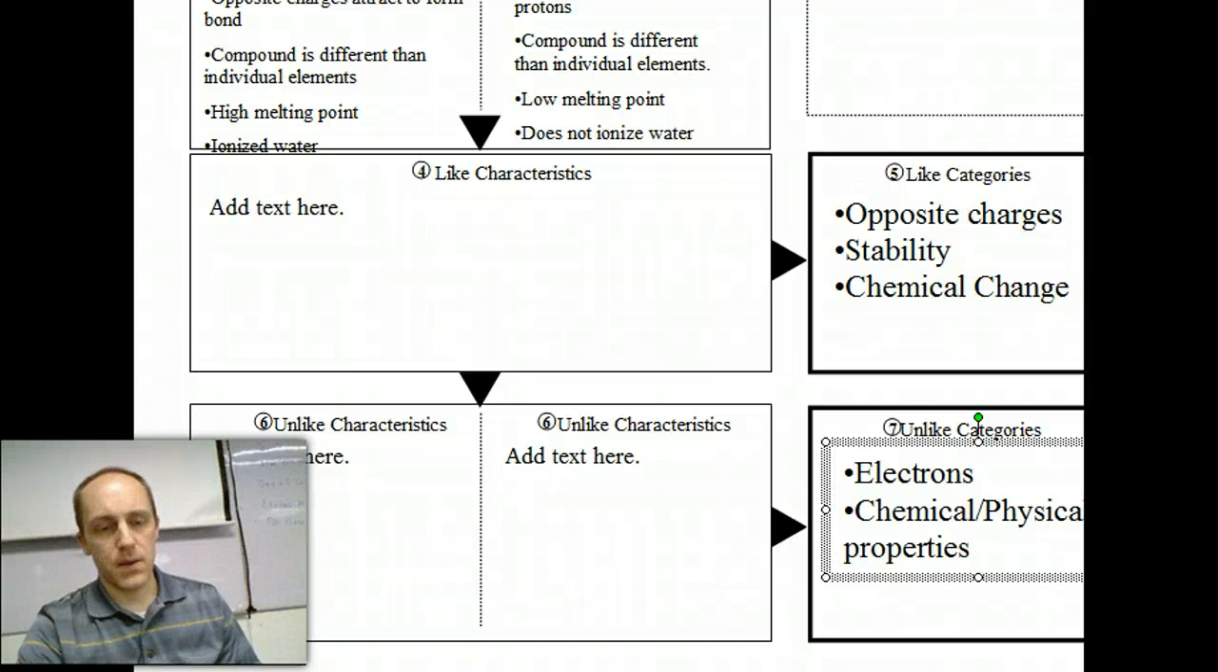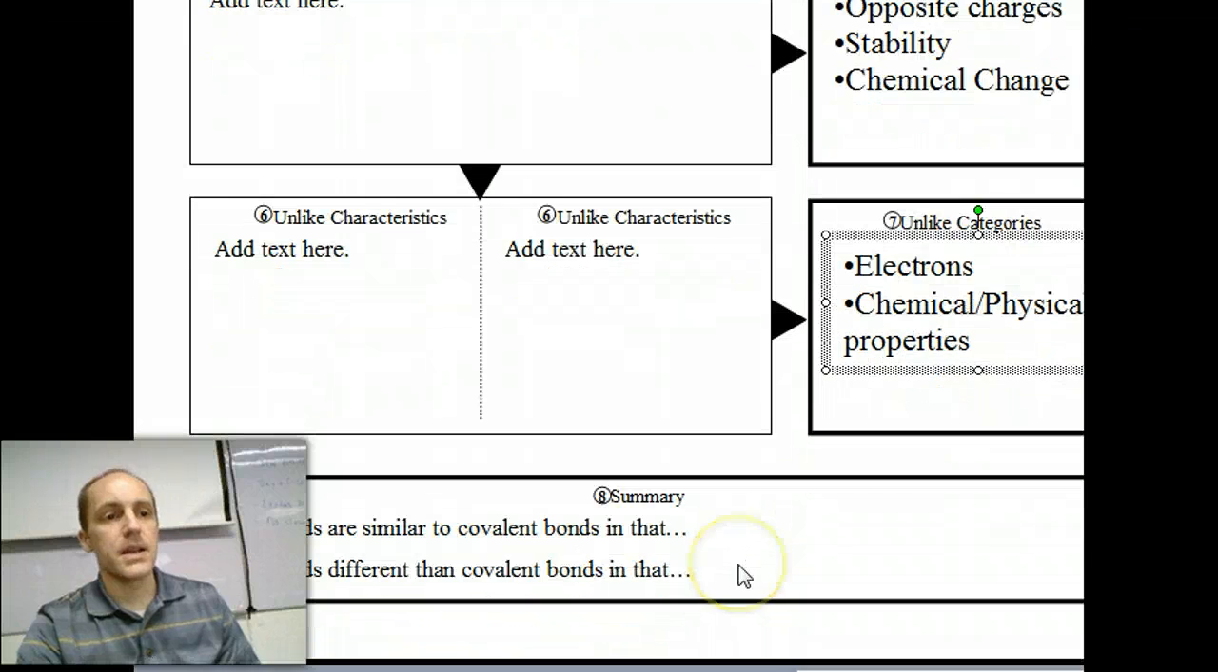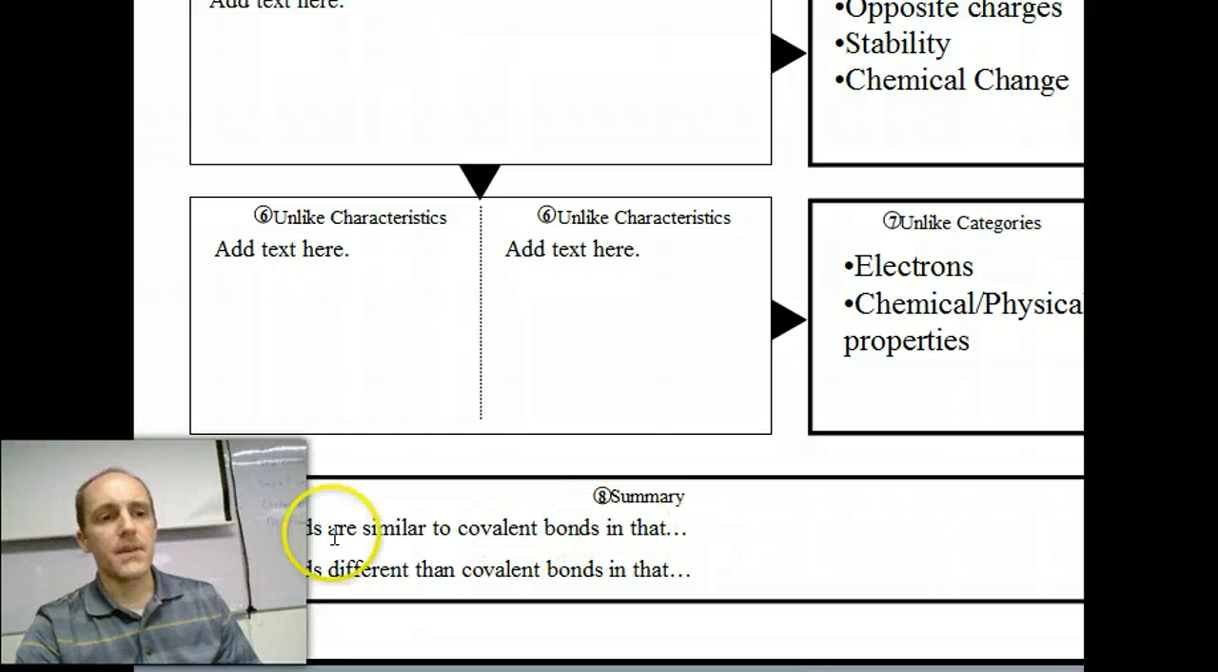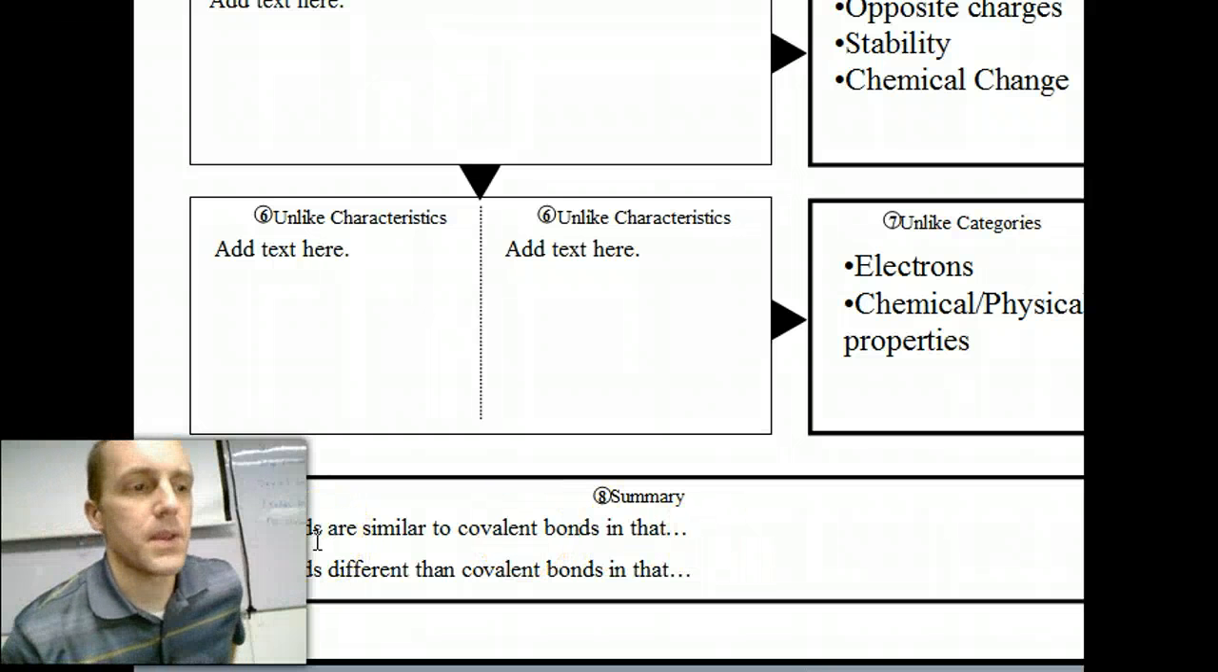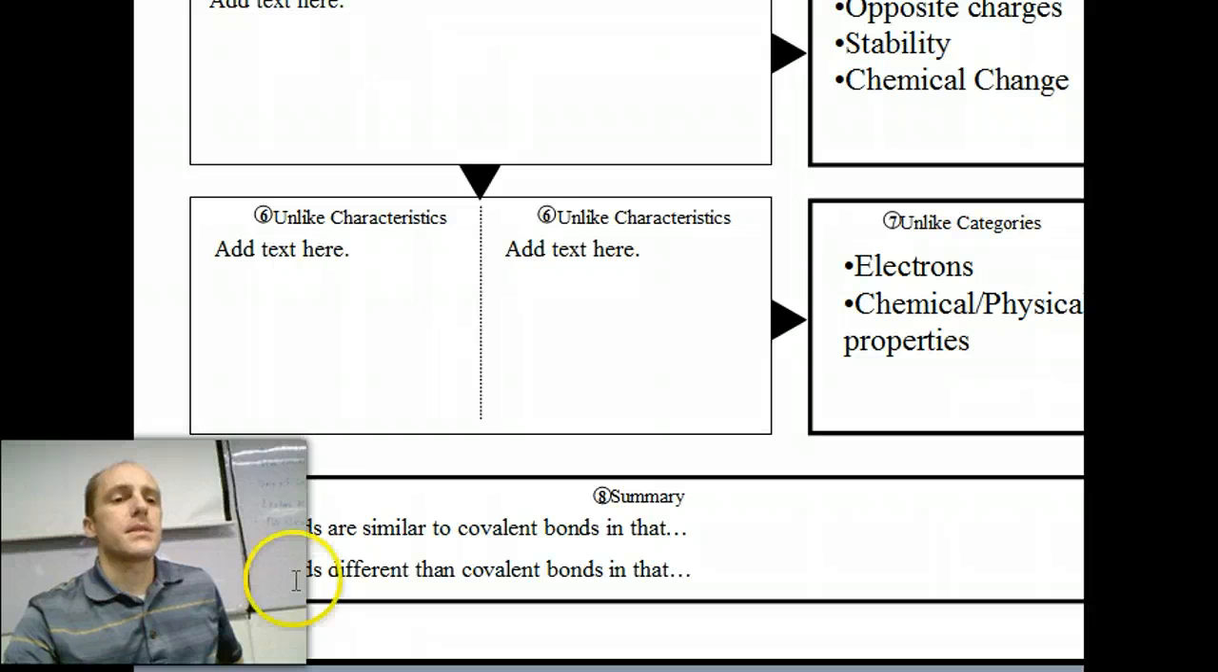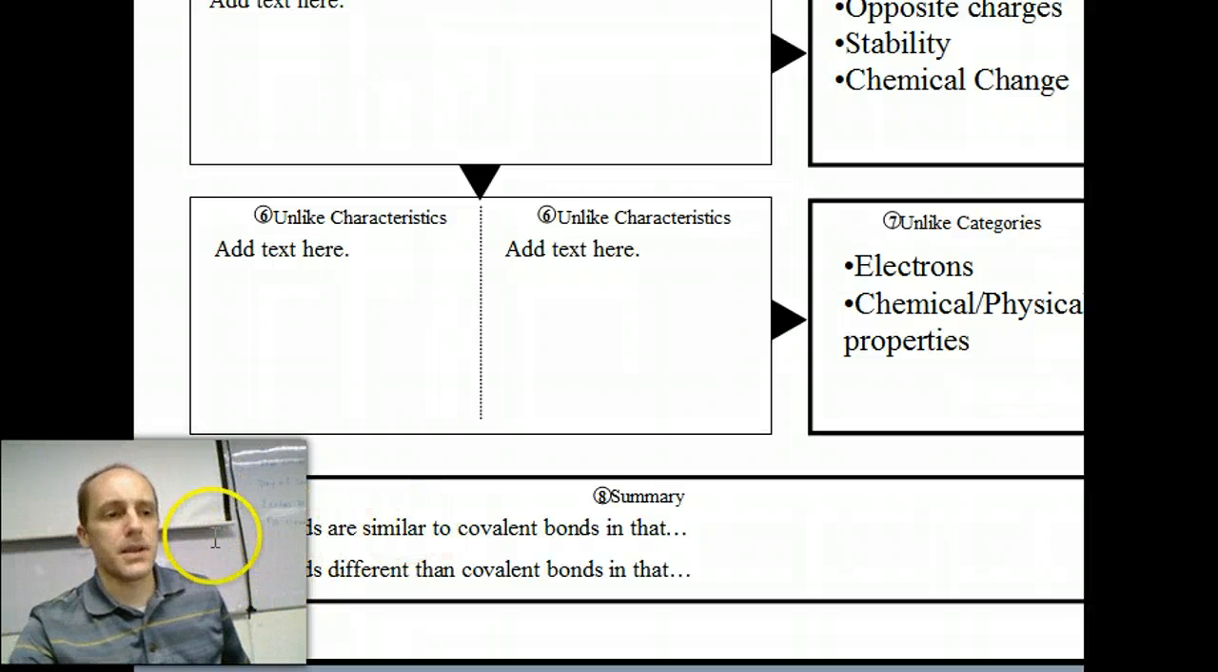Okay, the next step, to tie this together with this chart, is looking at the summary at the bottom here. I've given you a sentence starter to get started with this, but you want to write one or two sentences related to this. So you'd want to start it with "Ionic bonds are similar to covalent bonds in that," and then you want to list what the similarities are, and you want to tie in this idea of the unlike categories and then give specific examples from that.